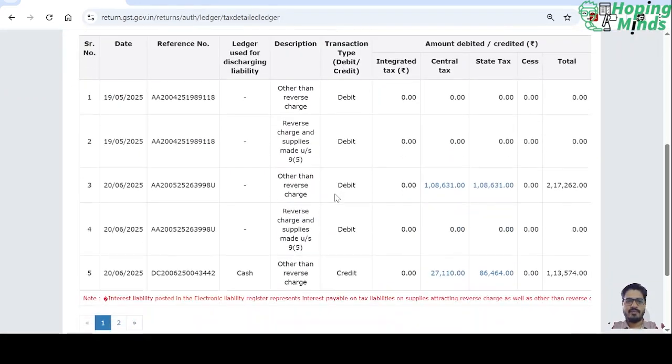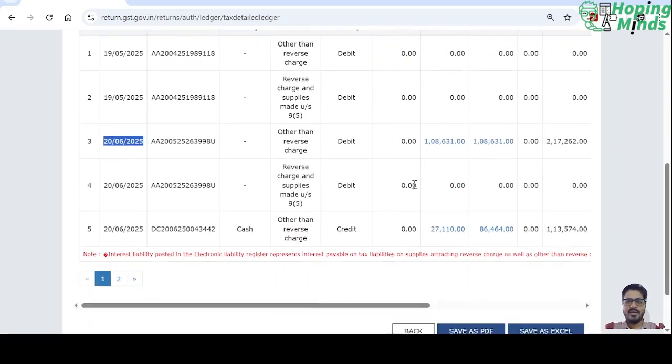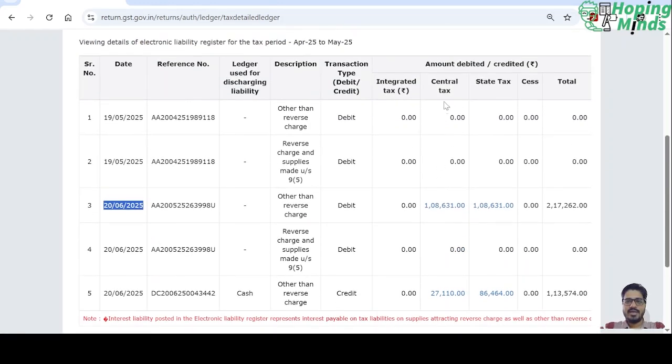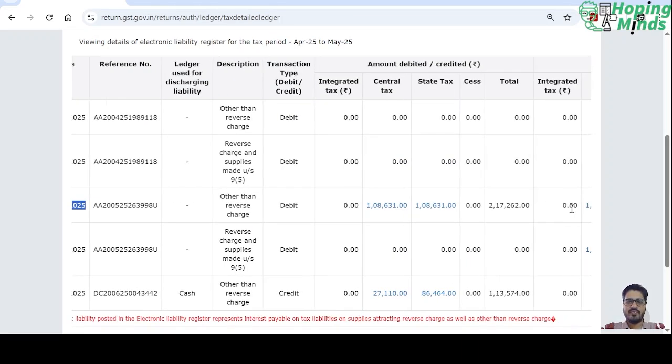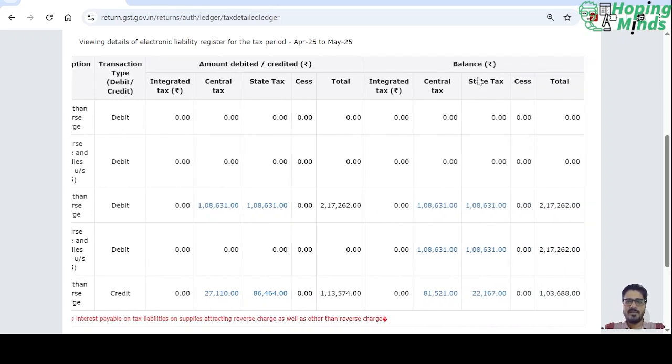Here we have filed the GSTR 3B return on the 20th of June for the month of May. So this ledger gets debited. This is the central tax amount, this is the state tax amount, and this is the total tax amount that is required to be paid, that is 2,17,262. So this is the amount debited or credited, and here is the balance amount.